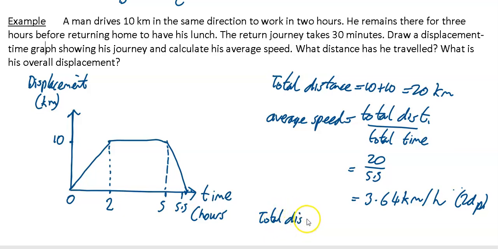The last thing asked me for his total displacement. So total displacement, remember, is relative to a certain point. So his displacement is relative to where he starts in this case. So he's gone out 10 meters, or 10 kilometers I should say, but then he's come back 10 kilometers. So where he is relative to where he started, he's in the same place. So his displacement is 0 kilometers. And that is it.